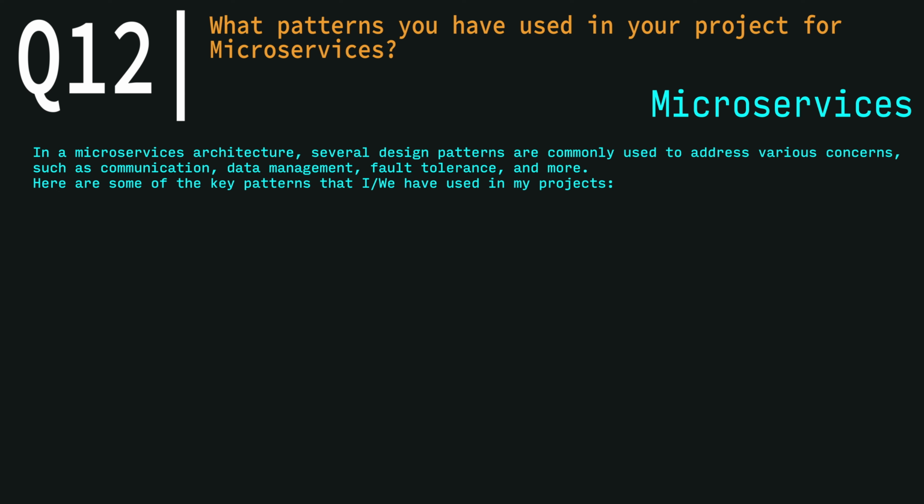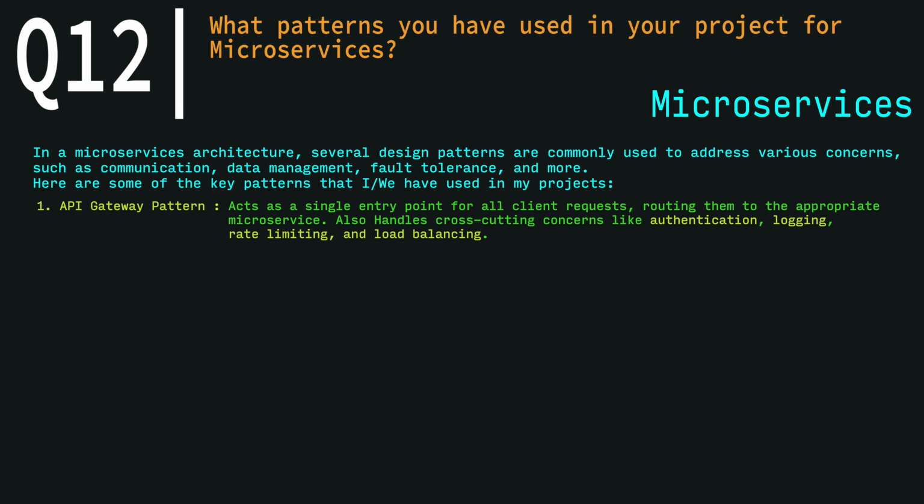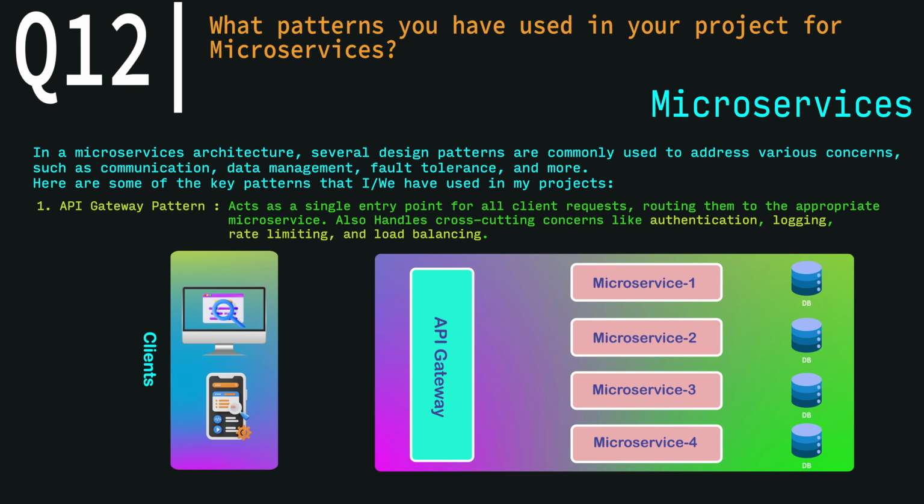Here I am listing some of the key patterns that we commonly use in microservices projects. In a microservices project, the most important one is the API gateway pattern, which acts as a single entry point for all client requests, routing them to the appropriate microservices. It also handles cross-cutting concerns like authentication, logging, rate limiting, and load balancing.